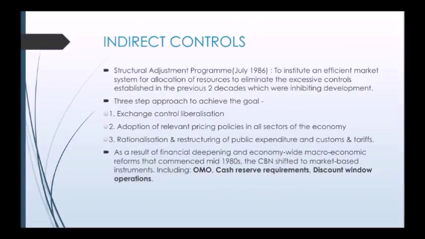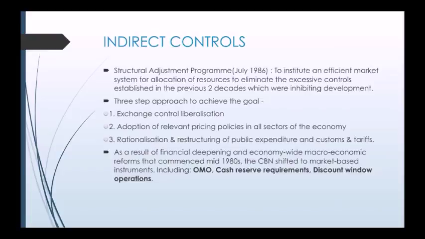Now, we will be talking about the indirect control mechanisms. The Structural Adjustment Program that was held during July 1986 instituted an efficient market system for allocation of resources to eliminate the excessive controls established in the previous 2 decades, which were inhibiting development. The 3-step approach to achieve the goal included exchange control liberalization, adoption of relevant pricing policies in all sectors of the economy, rationalization and restructuring of public expenditure, and customs and tariffs.